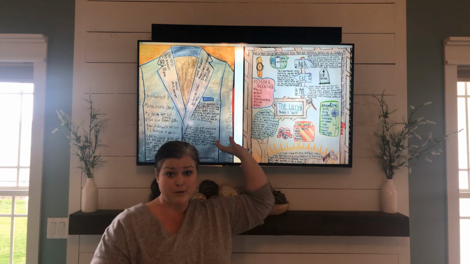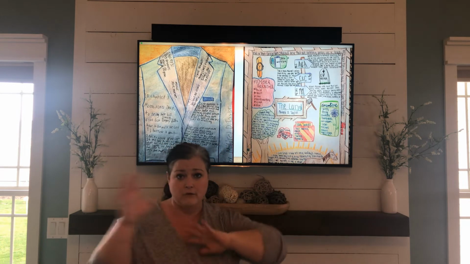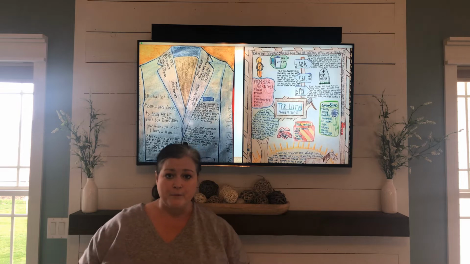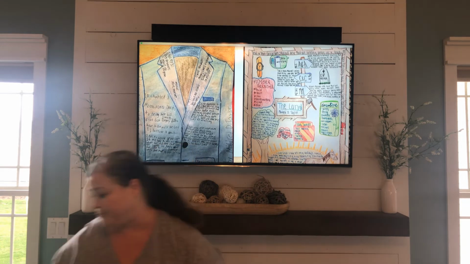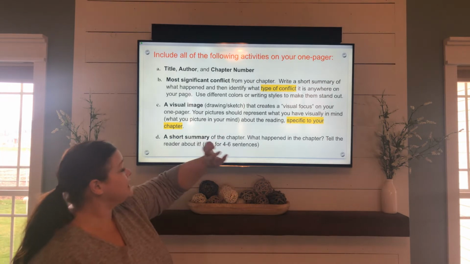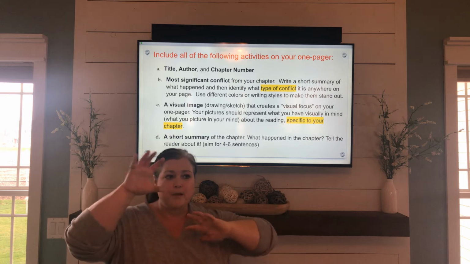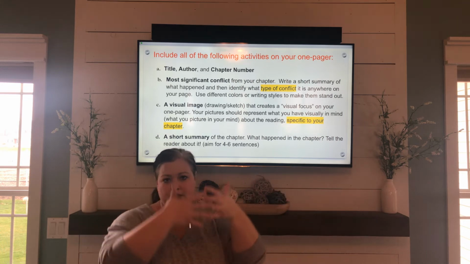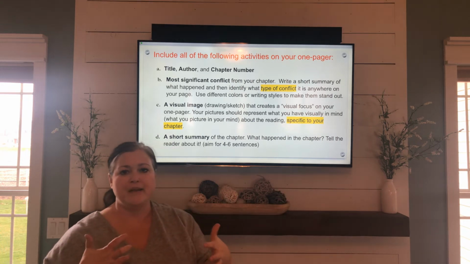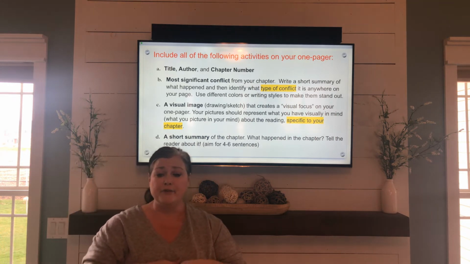Okay, so not everyone's going to have a coat. Not everyone's going to have a store. Okay, you got to look at different images from the content of your chapter. Okay, so visual image gives you a focus for your page, all of the different pictures and colors and all of those things to just kind of bring your whole project together in a really unique way. And then a short summary of your chapter.